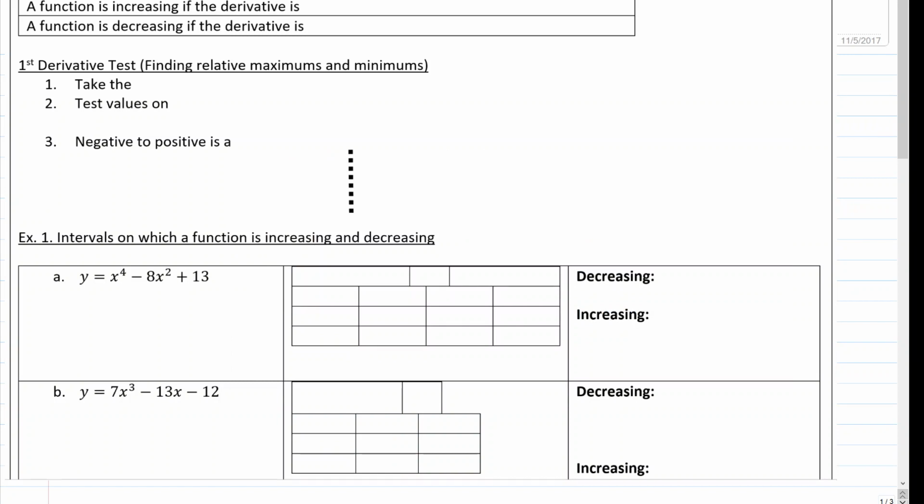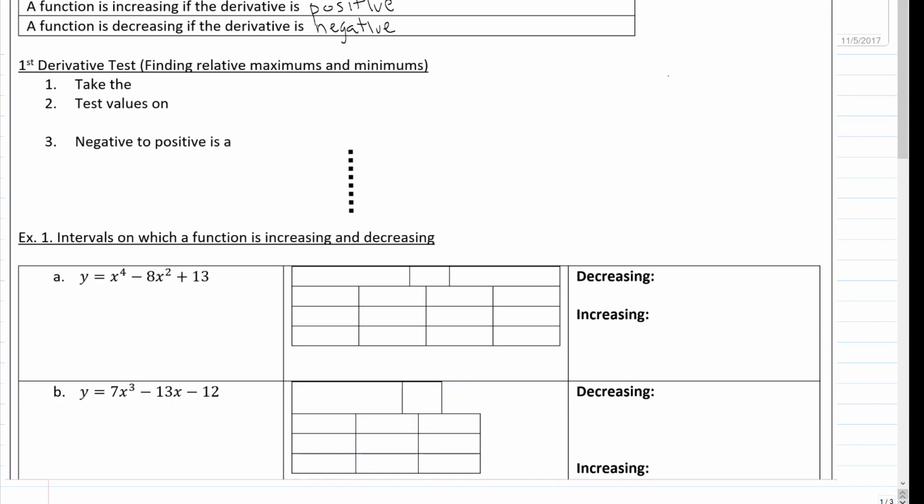A function is increasing if the derivative is positive. Wow, that seems intuitive. A function is decreasing if the derivative is negative. To rephrase this to make it simpler, a function is increasing if the slope is positive, and a function is decreasing if the slope is negative. This isn't really anything new.